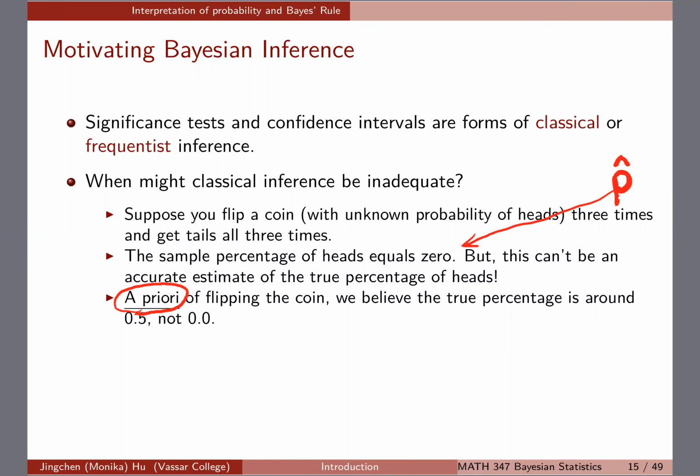So if you know that it is a fair coin, then before you even flip the coin, we believe that the true percentage should be around 0.5, not 0, right? And then the Bayesian method of doing this is that, before you do any kind of experiment, you're trying to incorporate your belief, in this case, through a prior distribution or prior probability. It's your prior belief. We try to incorporate that in the entire estimation process. So imagine that I start with 0.5. I believe P should be 0.5.